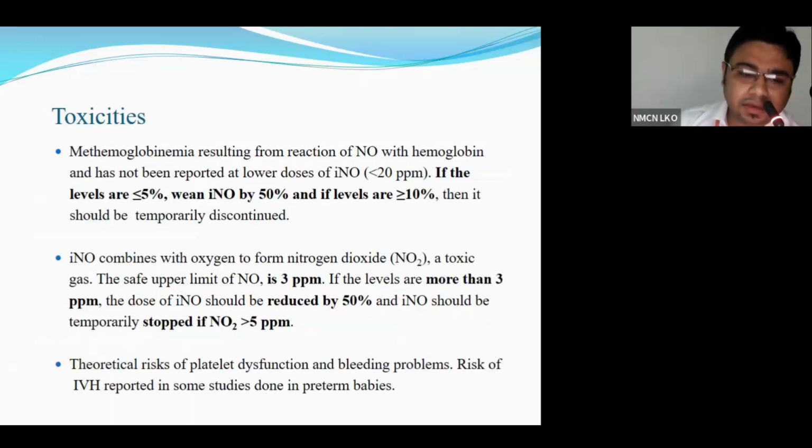So toxicities are usually methemoglobinemia and formation of nitrogen dioxide, which is a more toxic molecule as compared to NO. If the levels of methemoglobinemia rise to more than 10%, then you have to temporarily discontinue the nitric oxide. And likewise for NO2, if the NO2 concentration rises to more than 5 ppm, then you have to temporarily withhold your nitric oxide system. And there are chances of bleeding, particularly in the preterm.